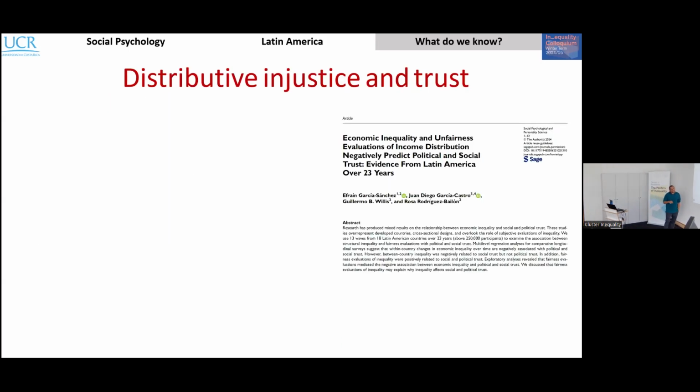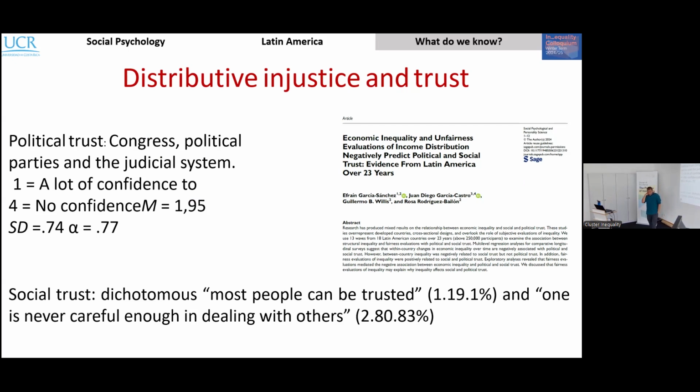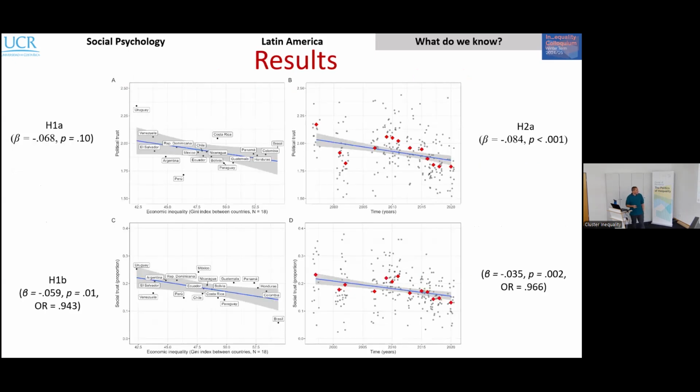Okay, so this is the result that we have with political trust and social trust. This is how we measure political trust, with an index of trust in the Congress, the political parties and the judicial system, and social trust with a variable where people say they can be trusted or cannot be trusted. So these were our two dependent variables. And these are the results for objective economic inequality.